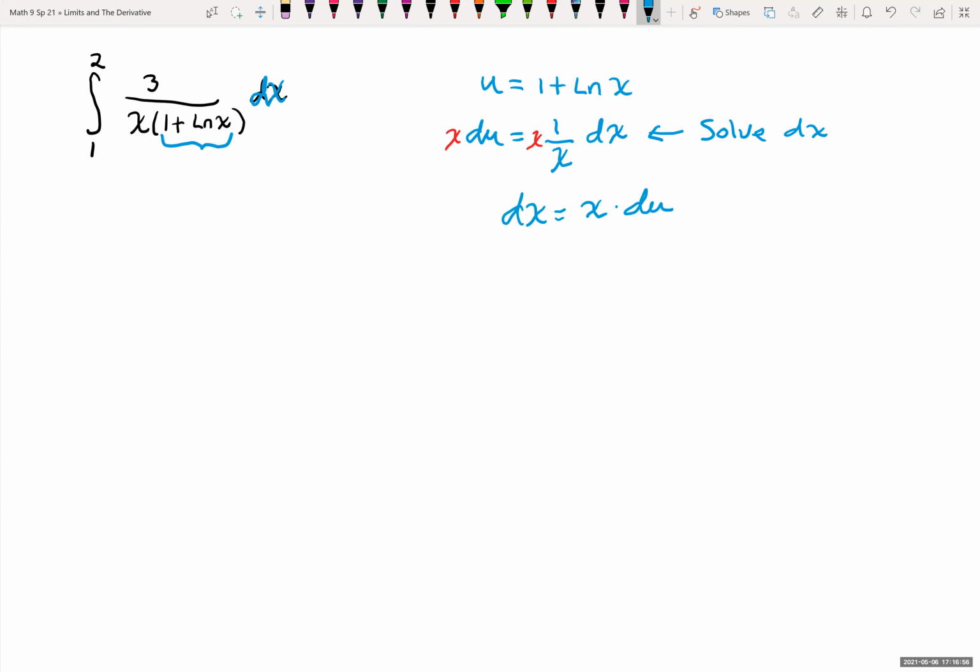I'm not going to write my bounds because we're changing things. We talked about in the last class period that there were 2 different ways to do this with our bounds of a definite integral with u substitution. So let's first rewrite this.